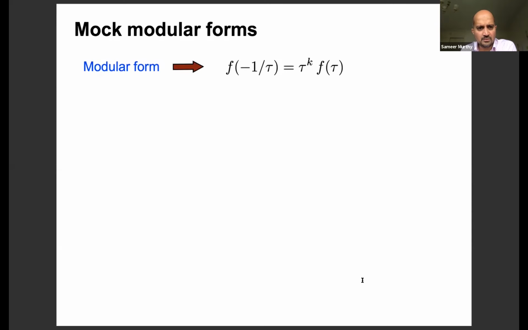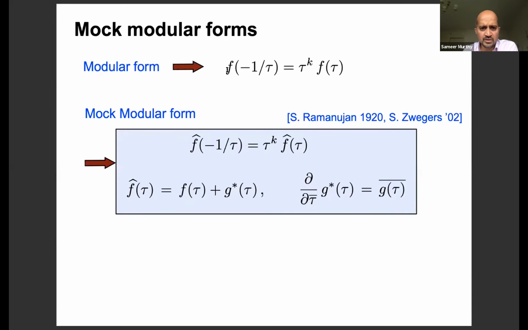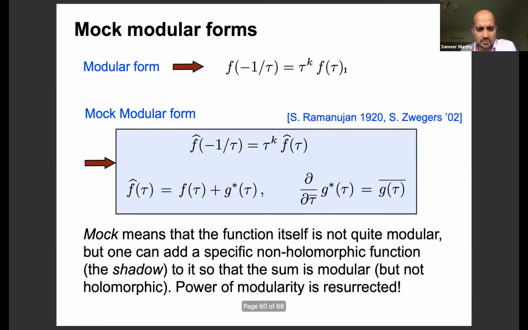What are these mock modular forms? Modular forms are holomorphic functions which behave nicely under the modular group. Mock functions were discovered by Ramanujan 100 years ago in his last letter to Hardy, just before he passed away, where he wrote a list of 17 examples and said that he was very excited because he found something which is almost like modular forms, but not quite. We call them mock theta functions, mock in the sense of fake. Unfortunately, he didn't give a definition.